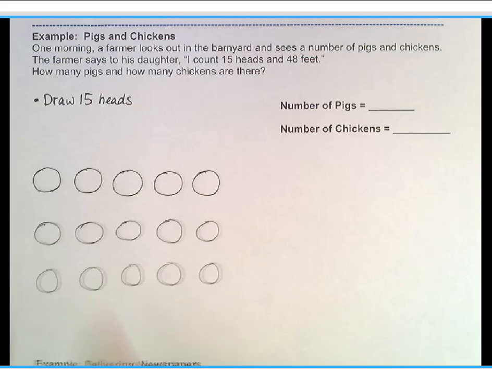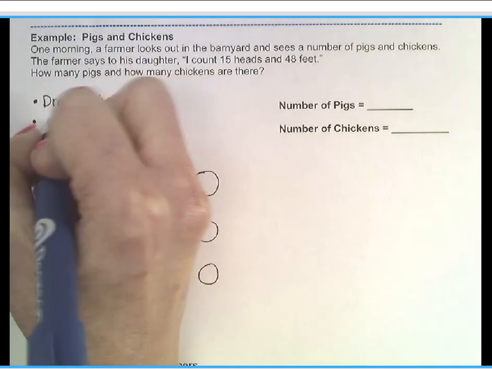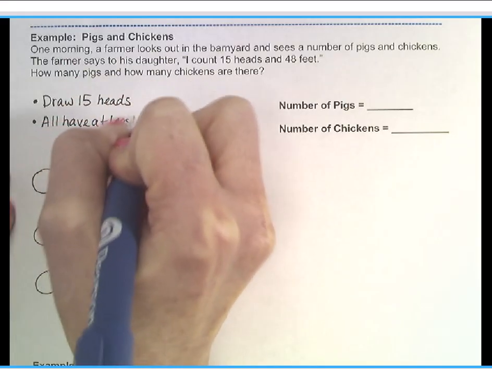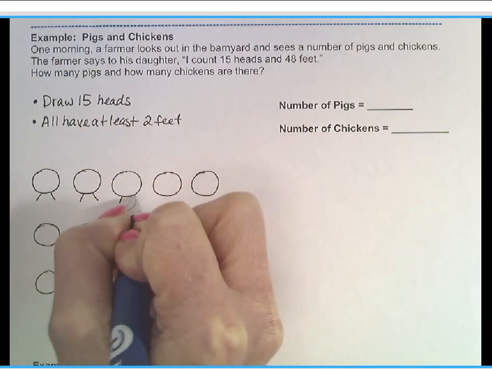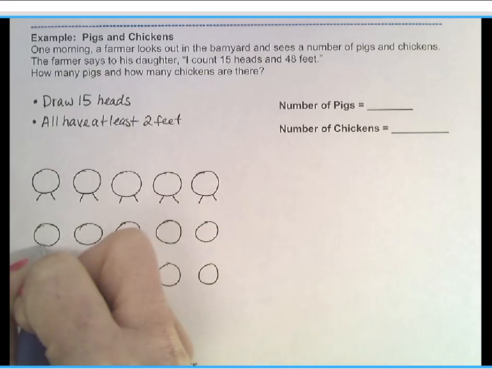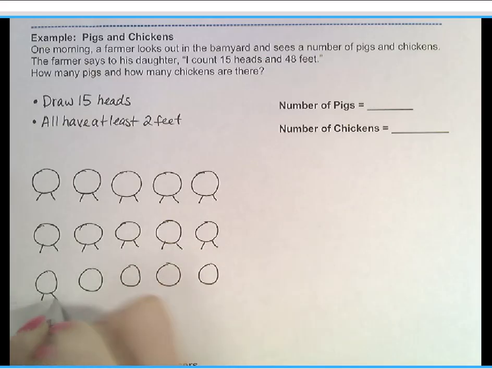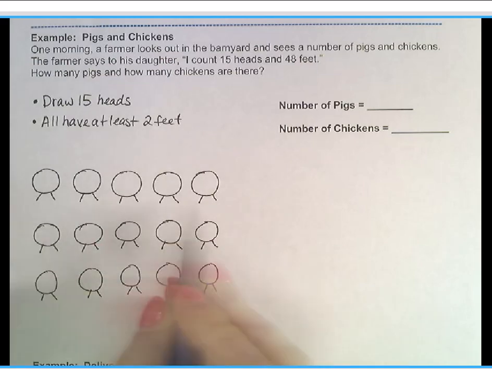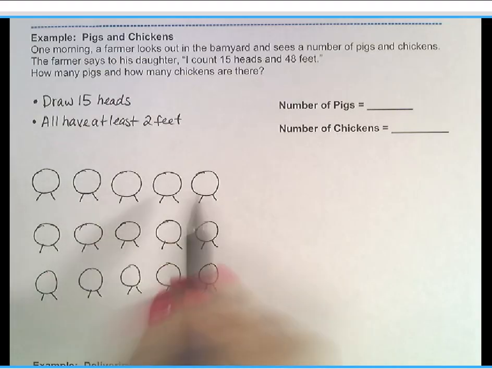And what I know is every single one of these is either a chicken or a pig. So at a minimum, they would have 2 legs. So they all have to have at least 2 feet. So I'm going to put 2 feet on every single head. So currently, they're all chickens. If they all had just 2 feet, and there's 15 of them, that would be 30 feet that we have taken care of, right? If they were all chickens, we'd have 30 feet.